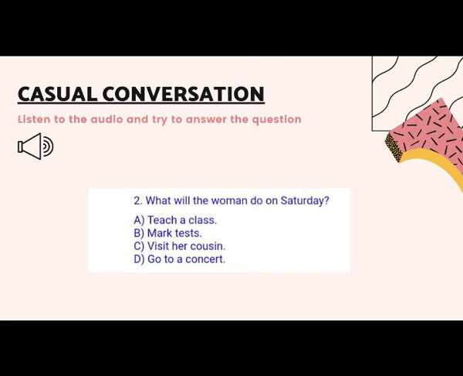So, the correct answer is B. Yes, mark tests. Why? Because this is a detailed question. The choice A is what the woman does, but not on the weekend. And then choice C repeats the word cousin, but it's not the correct answer. And then choice D is what she wants to do, but cannot.